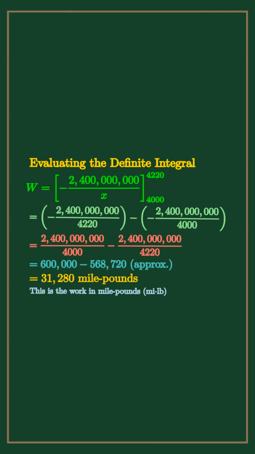2.4 billion divided by 4,000 equals 600,000. 2.4 billion divided by 4,220 is approximately 568,720. Subtracting gives 31,280 mile-pounds.